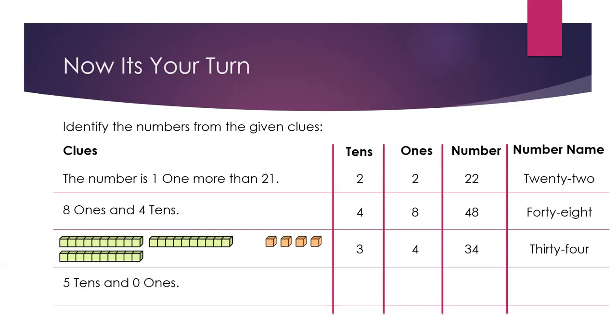Here is another clue. It says that we are having 5 tens and 0 ones. So if we are having 5 tens and 0 ones, what would be the number? The number is 50. 5 tens combined to form 50.